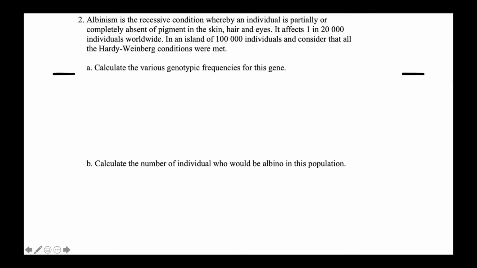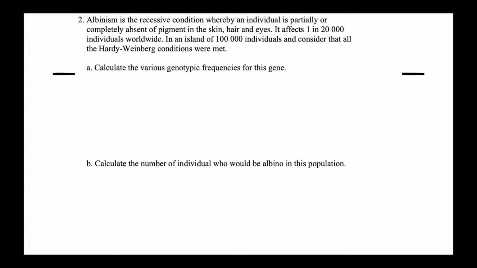Now let's take a look at another example. Albinism is the recessive condition whereby an individual is partially or completely absent of pigment in the skin, hair, and eyes. It affects 1 in 20,000 individuals worldwide. In an island of 100,000 individuals, consider that all the Hardy-Weinberg conditions were met. A. Calculate the various genotypic frequencies for this gene.